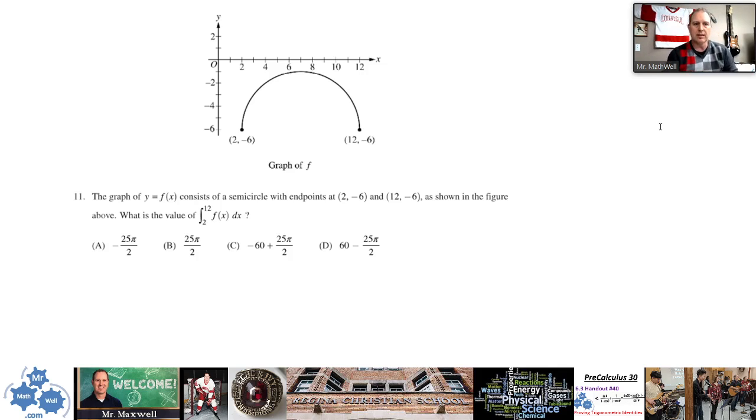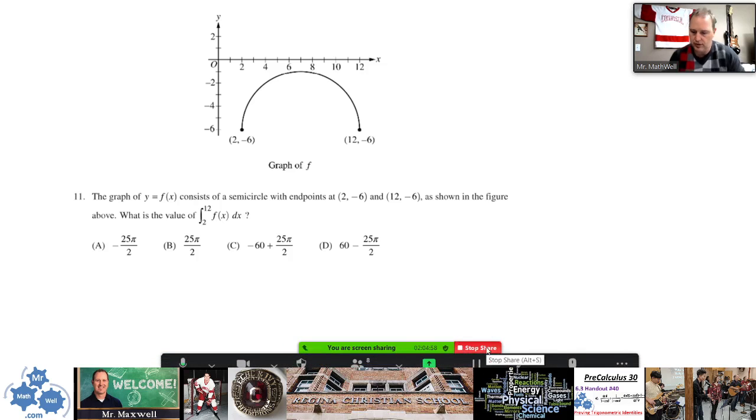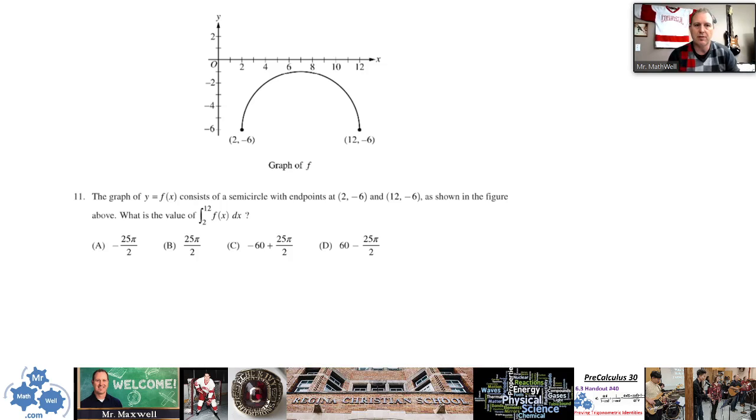What this is saying is that the graph of y equals f of x that you see here, and I'll unfreeze my screen here for you so you can actually see what I'm doing. The graph of f of x is this sort of semicircular graph here, okay? It's a semicircle. It says that it's semicircular. Endpoints are these here. And it's asking for the value of this definite integral. Okay, so it doesn't give you the function of f of x. It gives you a graph.